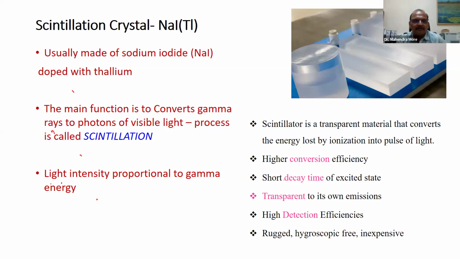The main function is to convert the gamma photons or gamma rays to visible light. The process is called scintillation. The light intensity is proportional to the gamma energy. The scintillator is a transparent material, and it is basically for the energy lost by ionization, which can then be detected. A good scintillator has high conversion efficiency, a short decay time to the excited state, transparency to its own emission, and high detection efficiency. It is hygroscopic and rugged, and it is inexpensive.